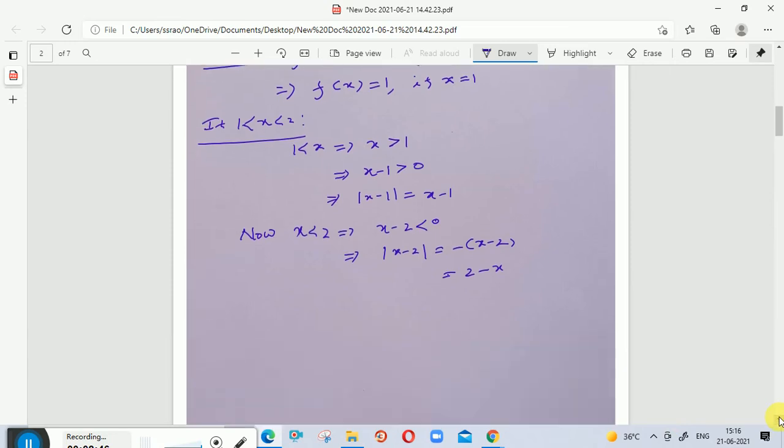Now therefore f of x is equal to mod of x minus 1, what can we write, x minus 1, plus modulus of x minus 2 is equal to 2 minus x. So minus x plus x cancel, we get 1. So f of x is 1 if 1 is less than x is less than 2.